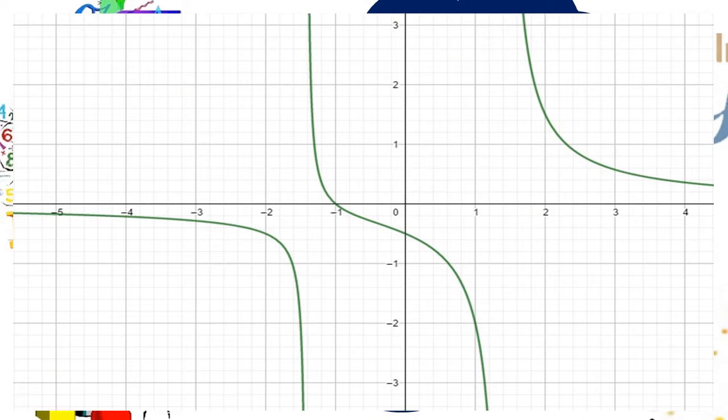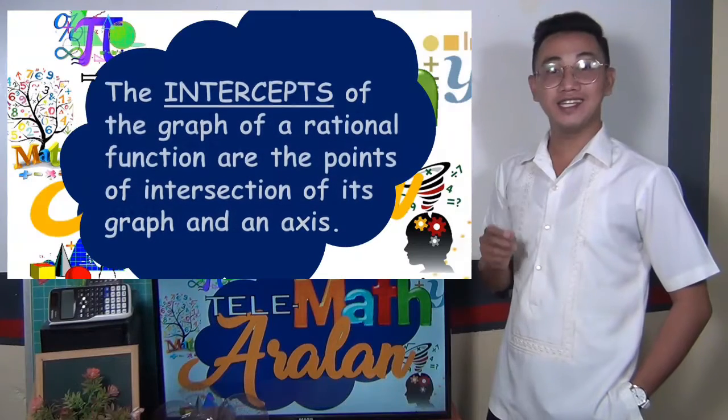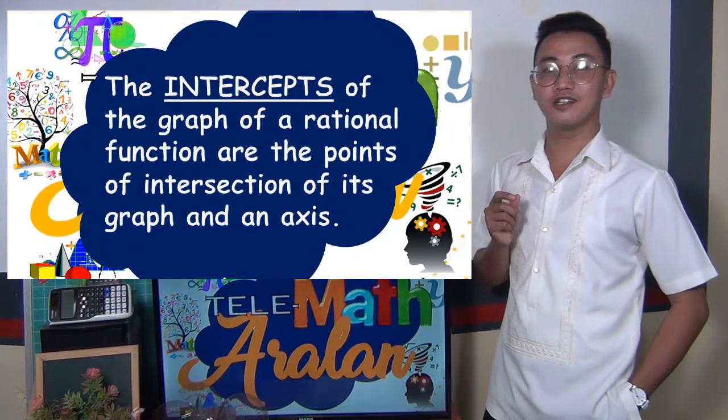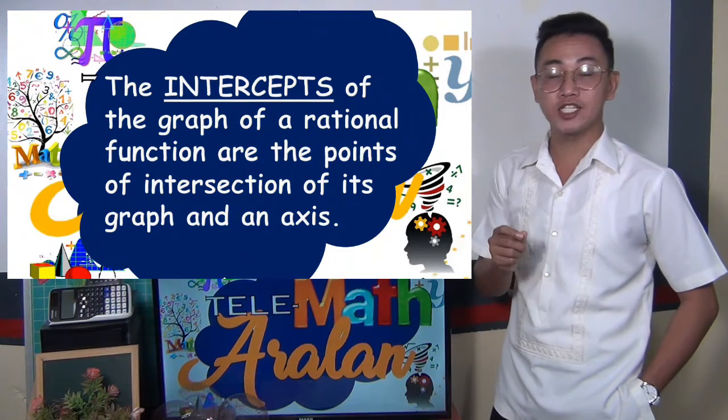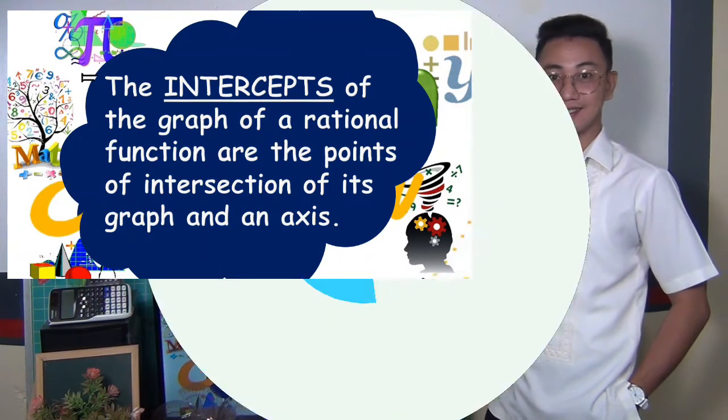Here is the graph of a rational function. As you can see, the graph intersected the x and y axis, and the points of intersection of the graph and an axis is called intercepts. The intercepts of the graph of a rational function are the points of intersection of its graph and an axis.